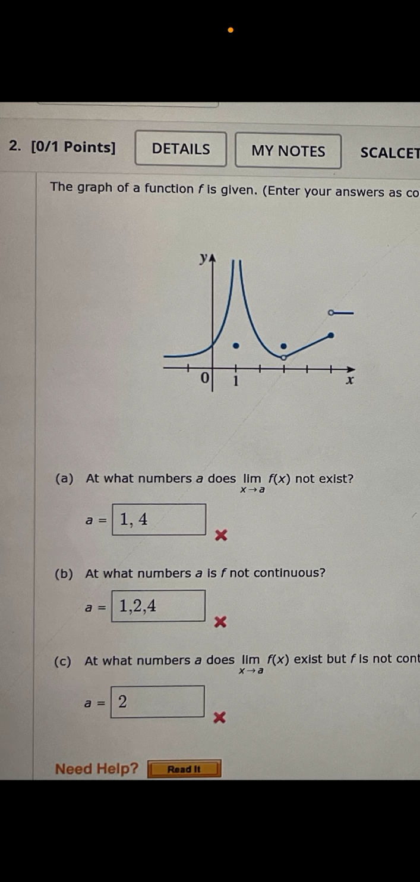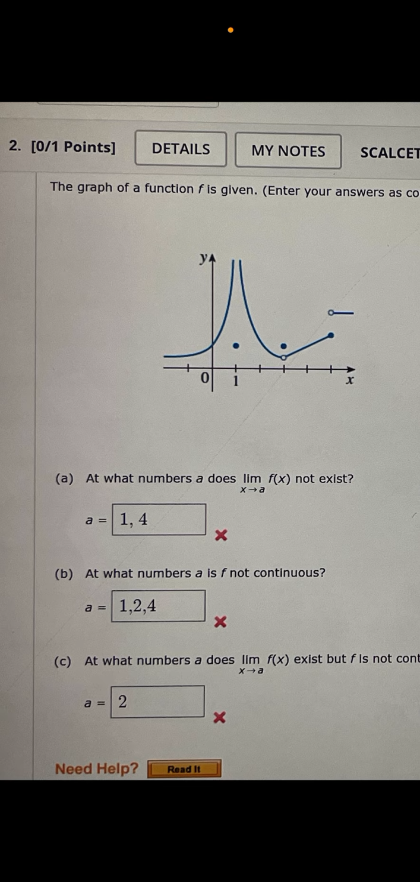So like we said before, for the limit to exist, the limit from the left has to equal the limit from the right. So for instance, on either side of 1, it's not approaching a number, right? They're both going to infinity. So at what numbers does the limit not exist? We would say when x is 1.